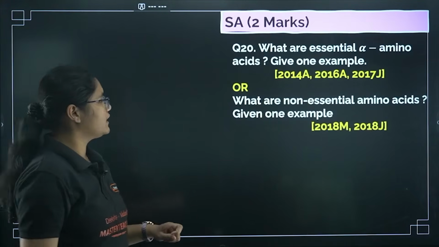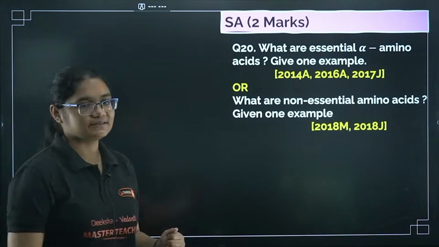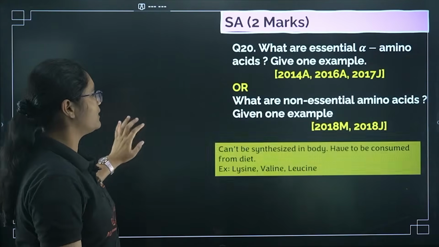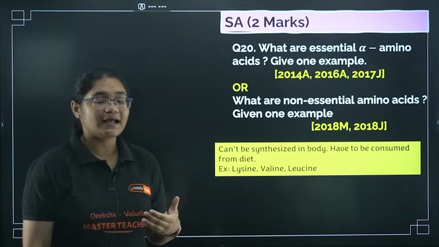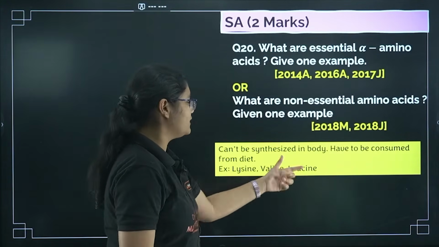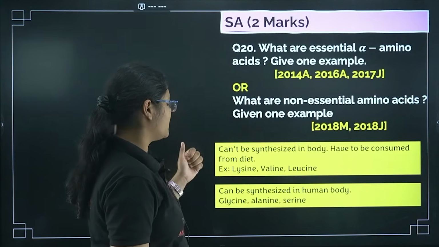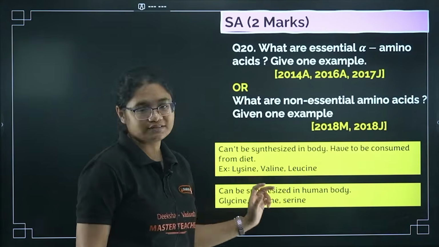Okay. Next, what are essential amino acids? Give an example. And what are non-essential amino acids? Give an example. Essential amino acids are those which cannot be synthesized in the body and have to be consumed from the diet. Examples are lysine, valine and leucine. Non-essential amino acids are those that can be synthesized in the human body, such as glycine, alanine or serine.